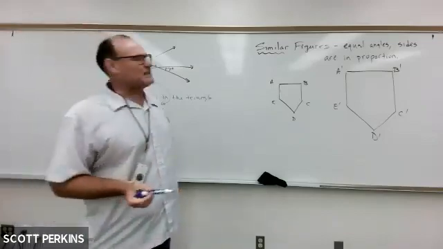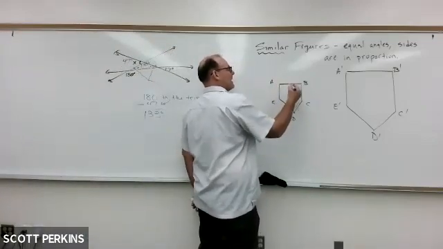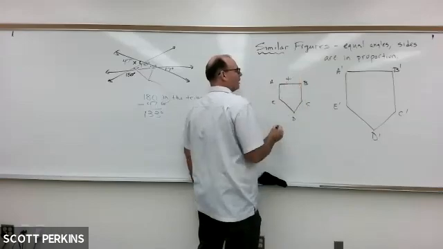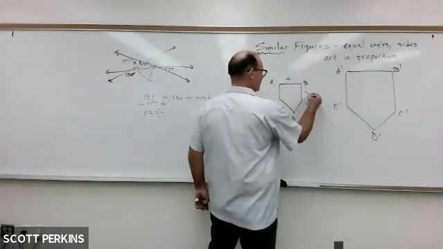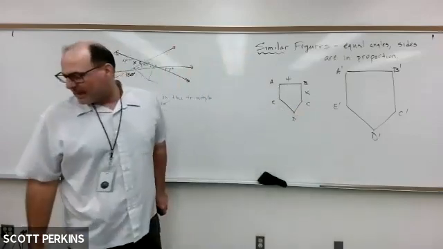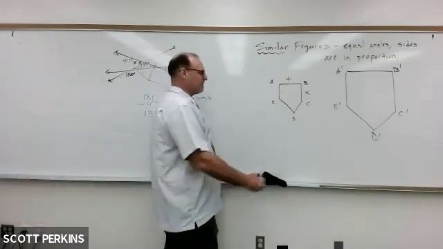I'm going to label a few sides. I'm going to tell you that side AB on the smaller pentagon is 4. Side BC is X. We don't know what it is. And then side CD is 3.